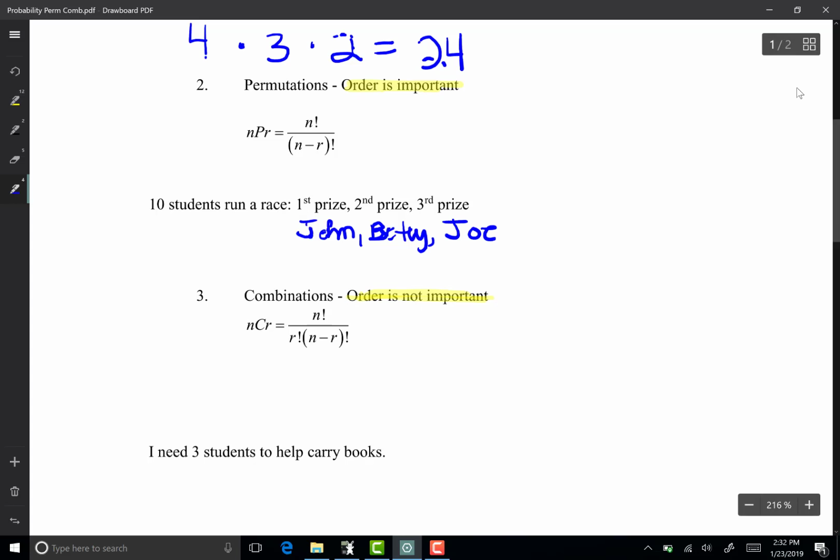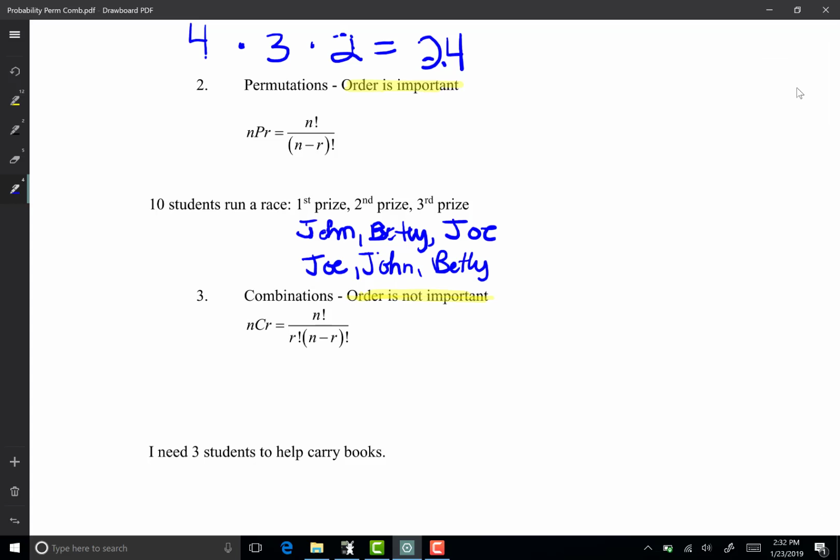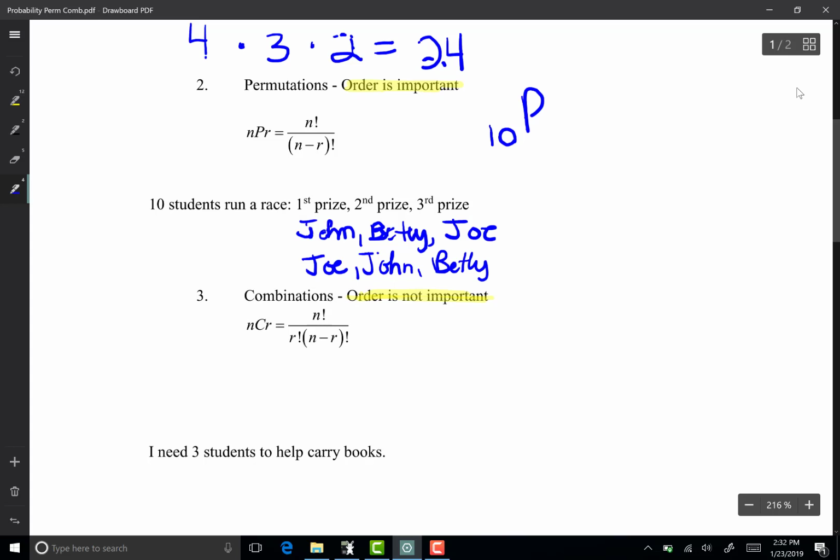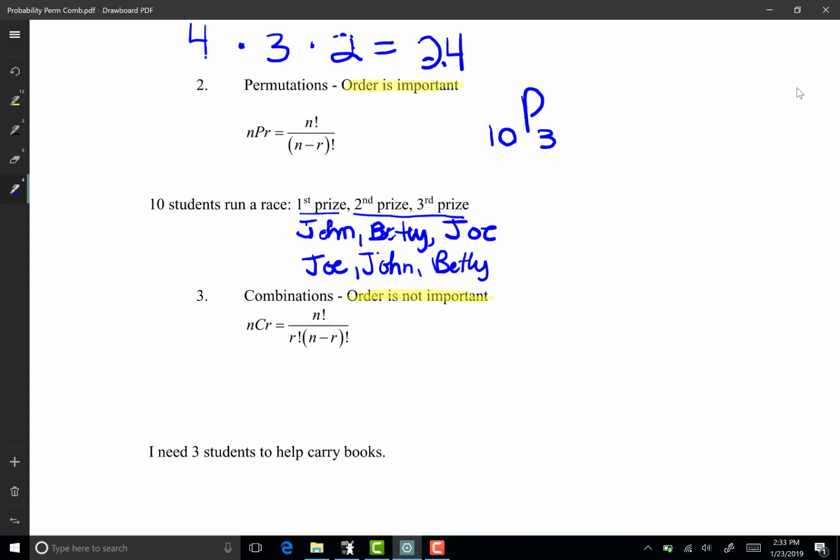Well, let's say if Joe comes in first, John comes in second, and Betty comes in third. Even though it's the same 3 people, it's a different order, right? So that would count as a second possible way they can come in first, second, and third. So that's why the order matters. So for a permutation, we take n as our sample size. So we have 10. We calculate our permutation. And because on this one it's first, second, and third prize, there's 3. Our r is equal to 3. Again, n is your sample size and r is how many you're trying to choose.